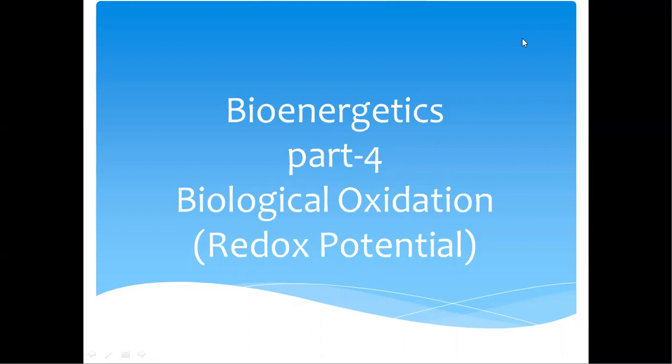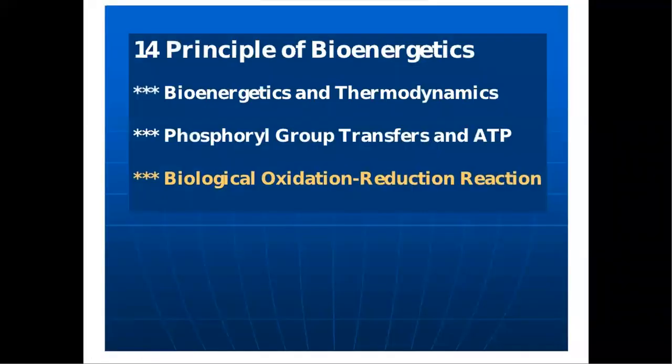So today's topic is biological oxidation, redox potential. This is part 4 of bioenergetics. In the previous lesson, we learned about bioenergetics, thermodynamics, and phosphoryl group transfers and ATP. In today's lesson, we are going to learn about the oxidation reduction processes, redox potentials, how it works in biological systems, the electron transport chain, and finally oxidative phosphorylation.